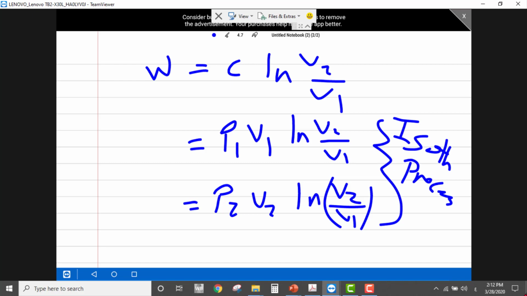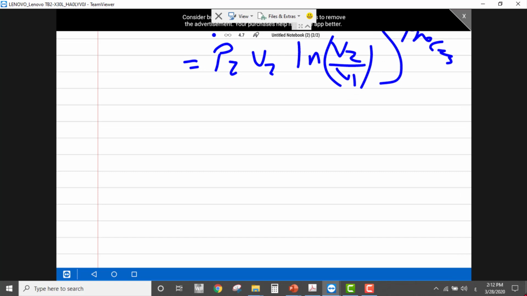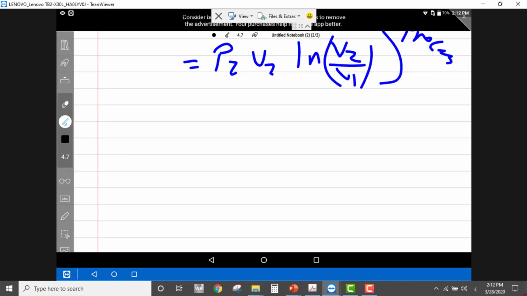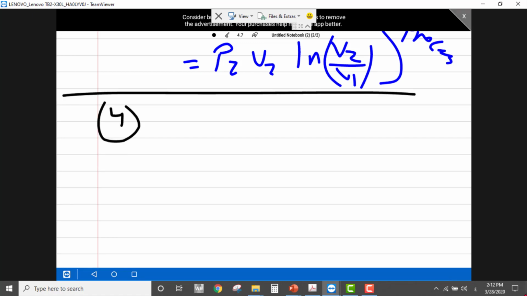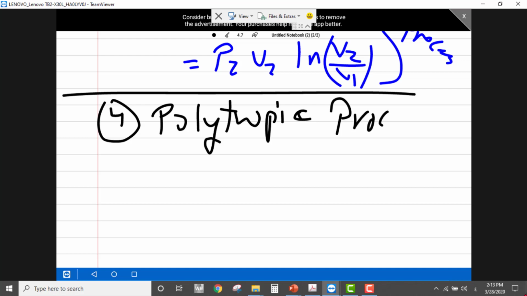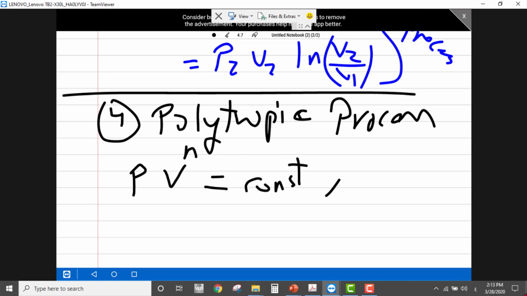Now if we have the polytropic process, the last process, process number 4, the polytropic process, P multiplied by V to the power n equals a constant, where n does not equal 1.